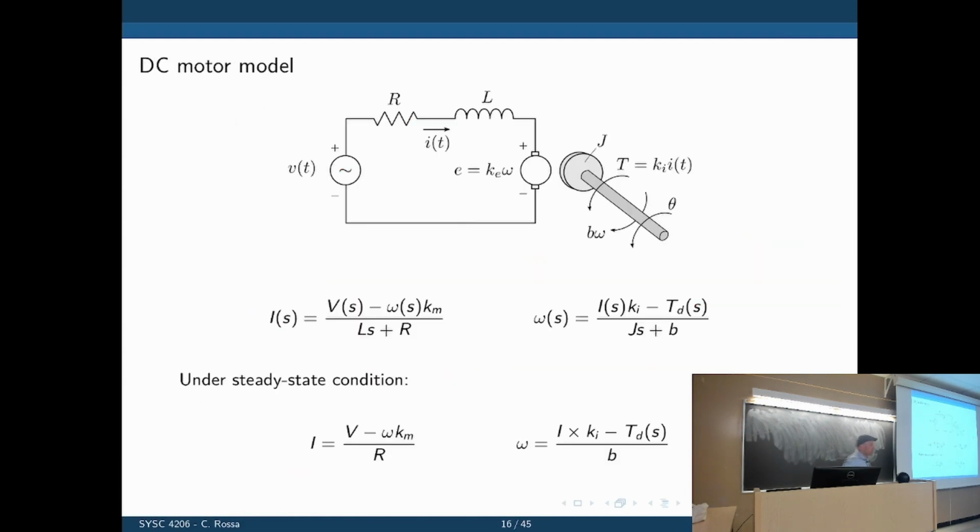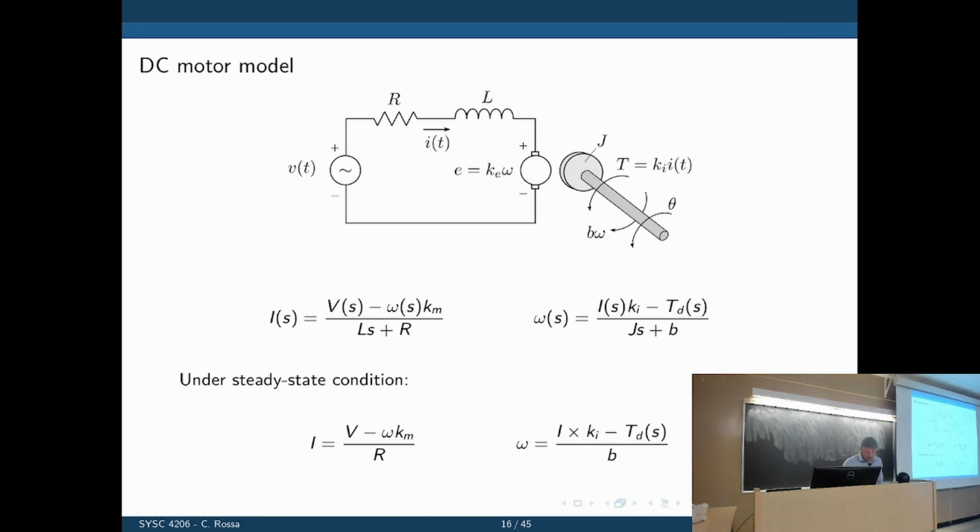All right. So now let's go back to the equations we found, an equation for current and an equation for speed. Now let's assume a steady state condition. What does that entail? Steady state condition means that all transients are gone. So the effects of the transients here that are given by S can be removed.